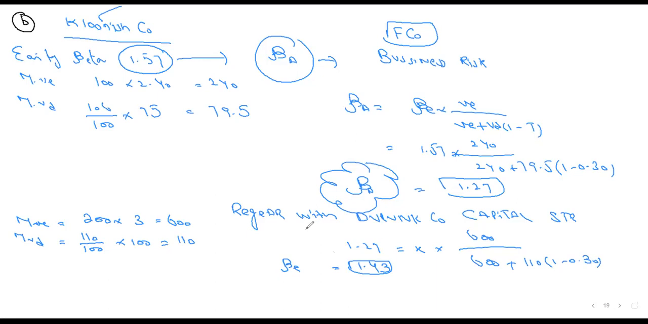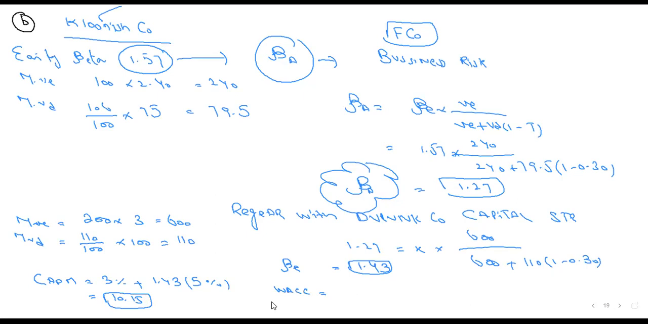Now, we have computed the beta equity. Put this beta equity into the CAPM. The risk-free rate has been given to you in the question, 3%. Beta equity we have found out, 1.43. The equity risk premium has been given to you in the question, 5%. So the cost of equity is coming as 10.15%. Now compute the WACC.